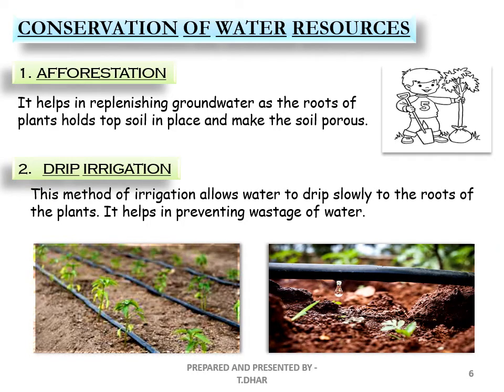So what happens in drip irrigation? As you can see more clearly in this picture, through these pipes, a small amount of water is being slowly dripped, and that reaches only the roots of the plants. So in this way we can save a lot of water, and this helps in conservation of water.